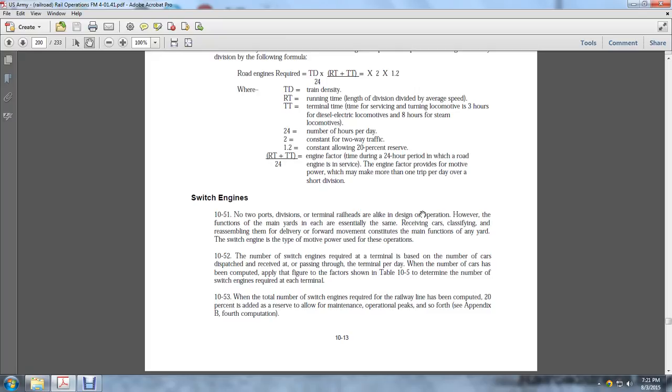1052. The number of switch engines required for the terminal base is based on the number of cars dispatched and received and passing through the terminal per day. When the number of cars is computed, apply the factors shown in Table 10.5 to determine the number of switch engines required at each terminal.